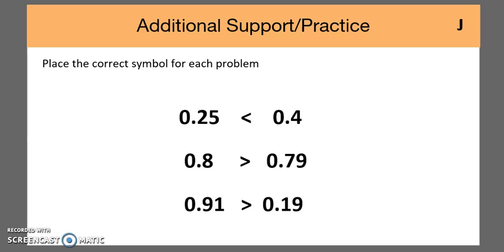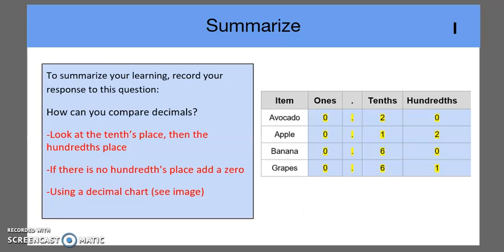Now we're going to move on to our summarization. How can you compare decimals? When comparing decimals, here are some key pieces. Look at the tenths place, then the hundredths place. If there is no hundredths place, add a 0. And use a decimal chart, see the image to the right over here.